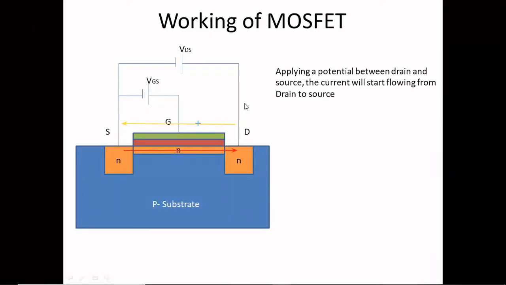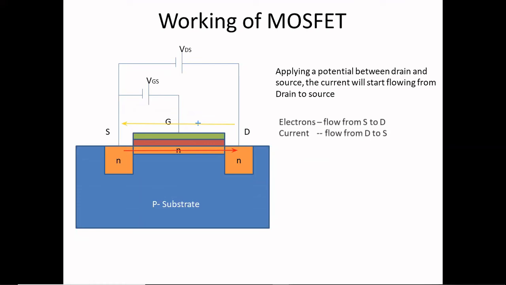So now that is what is explained here. Applying a potential between the drain and source, the current will start flowing from drain to source. Why will the current flow from drain to source? Electrons are flowing from source to drain. So the current will start flowing from drain to source. So electron flow direction is from source to drain. Current flow direction is from drain to source.